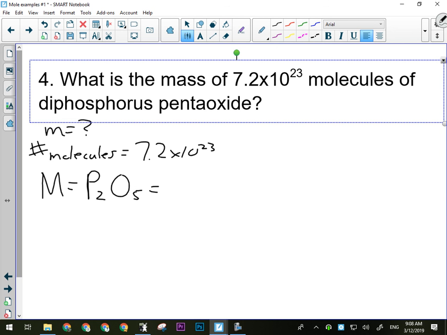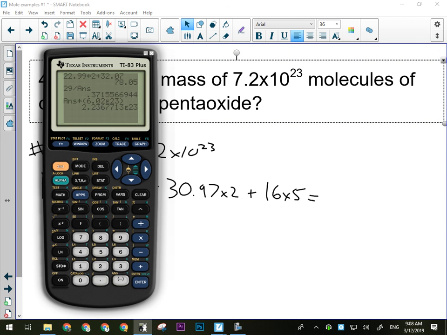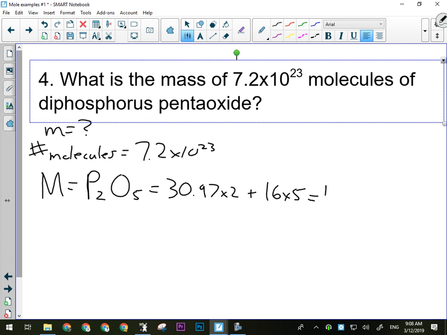All right, so that's going to be 30.97 times 2 plus 16 times 5. All right, so we're looking at 141.94 grams per mole.